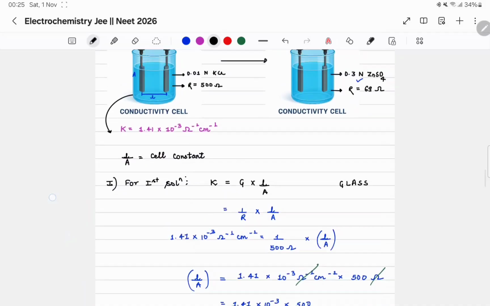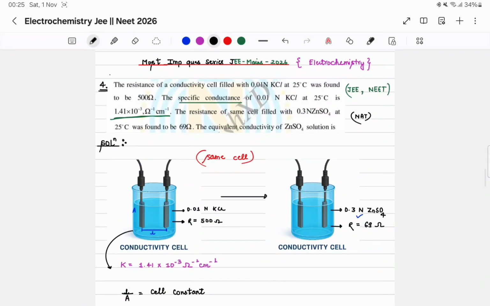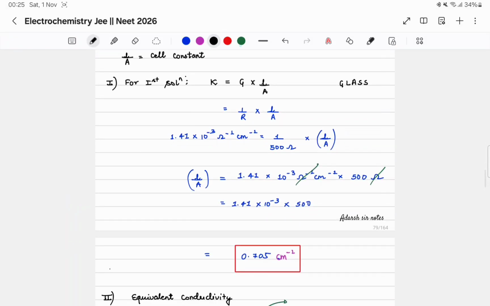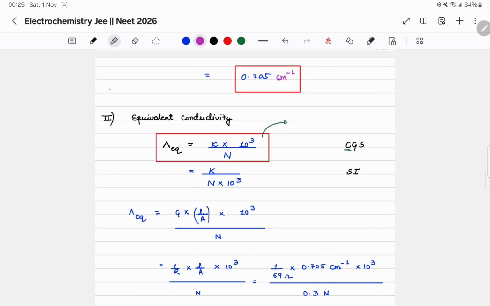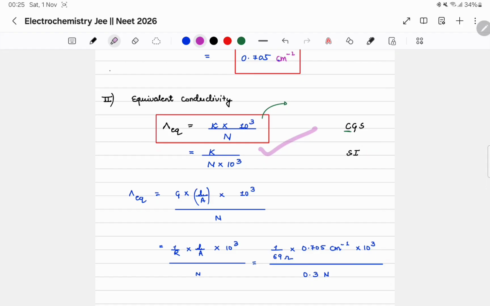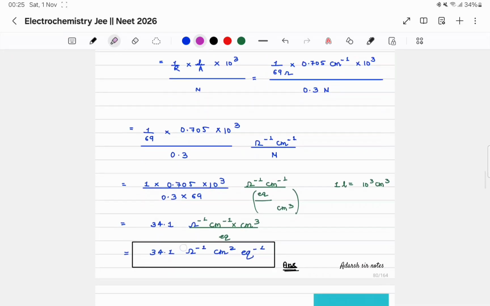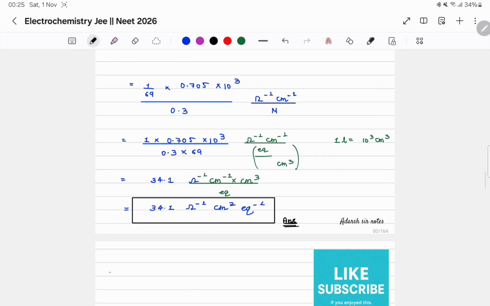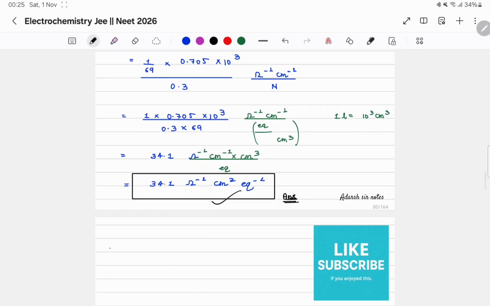So if we talk about this question, conductivity cell belongs to this whole topic. Cell constant will always be the same. So that's why with L by A, first we calculated the cell constant, that you can see in this part. Cell constant I calculated first. After calculation of the cell constant, I directly utilized the equivalent conductivity formula, and I know in CGS it is kappa into 1000 by normality. Then I put the values and I primarily focused on the unit, and I also explained the unit, and after making the unit, this is your final answer: 34.1 ohm inverse centimeter square equivalent inverse.